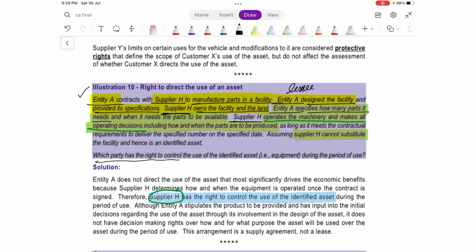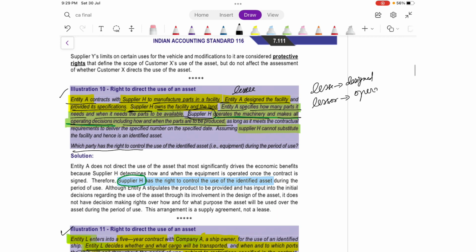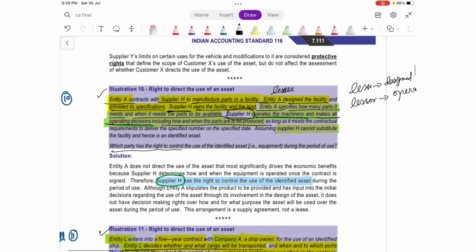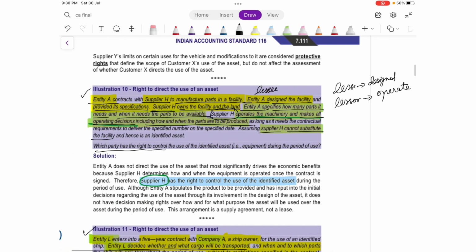They specify how many parts it needs and when the parts need to be available. Also here they are saying that the lessor operates the machinery and makes all operating decisions, including how and when the parts are to be produced. So here the lessee designed the asset, whereas the lessor owns the asset and also says how to operate the asset. Supplier H cannot substitute the facility. So here supplier H does not have the right to substitution.